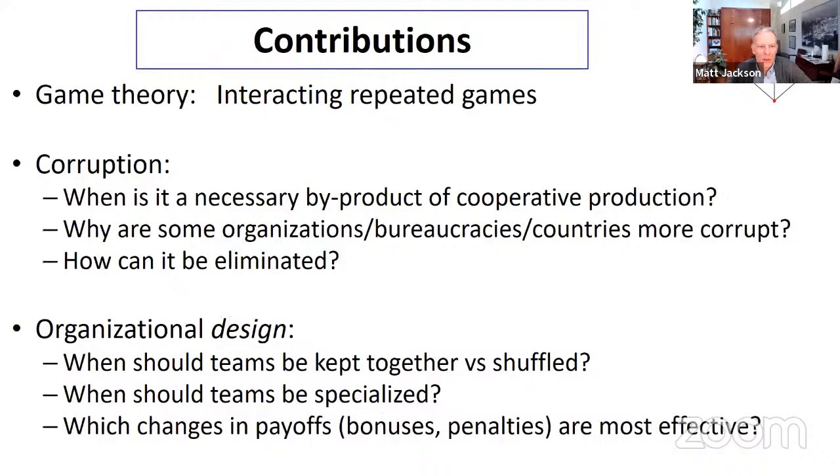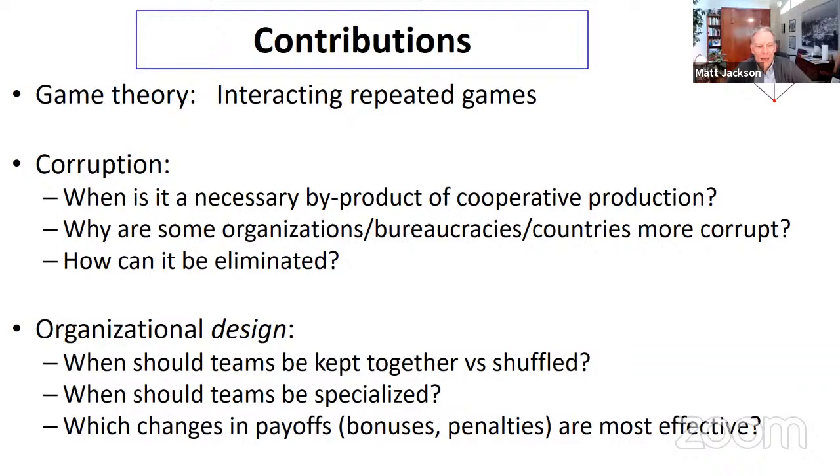So in terms of contributions, in the game theory, we're going to be looking at these interacting repeated games. On corruption, the kinds of questions we're interested in: when is it a necessary byproduct of cooperative production? When are you not going to be able to avoid it? Why are some organizations more corrupt than others? So what can we say in terms of comparative statics? How can you eliminate it? Are there ways to get rid of it altogether?